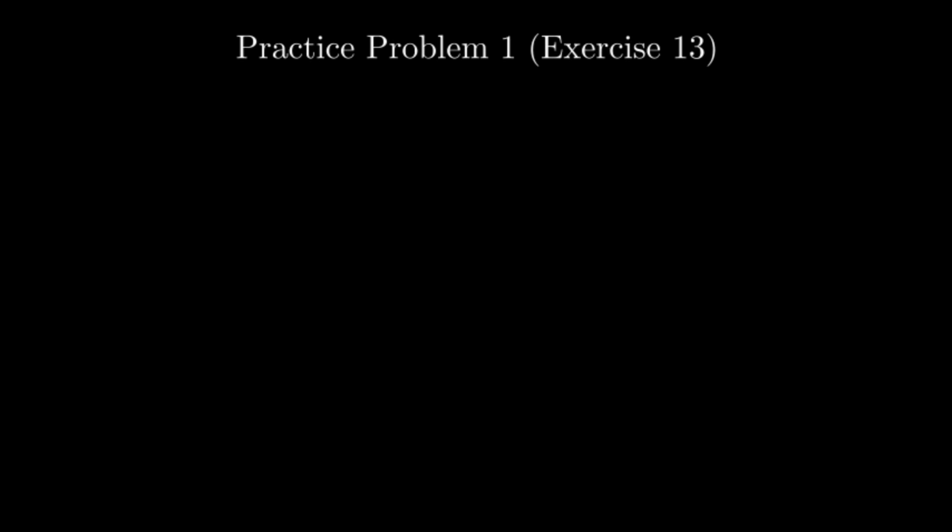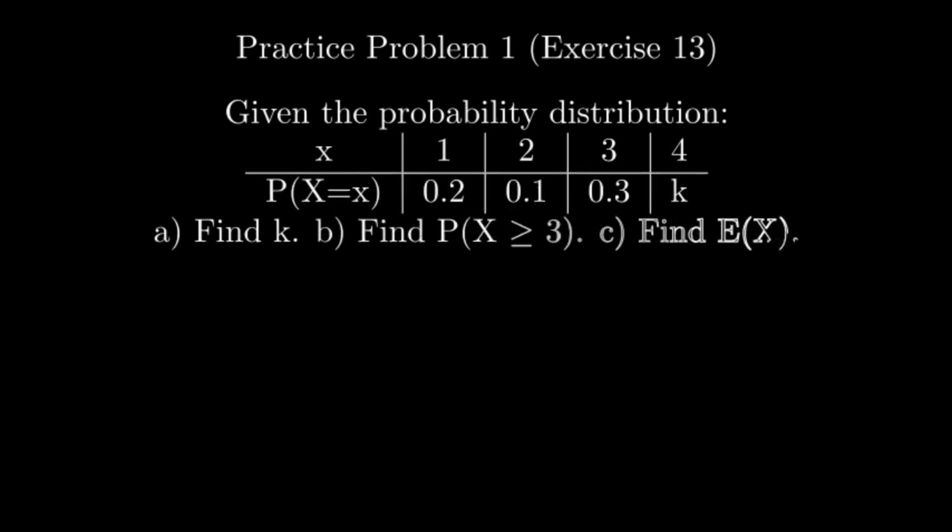To really master these concepts, practice is key. Let's work through a couple of problems from your exercises together. We'll start with question 13, which combines several of the skills we've learned. We're given this probability distribution table with an unknown k. We need to find k, then find the probability that X is greater than or equal to 3, and finally calculate the expected value of X.